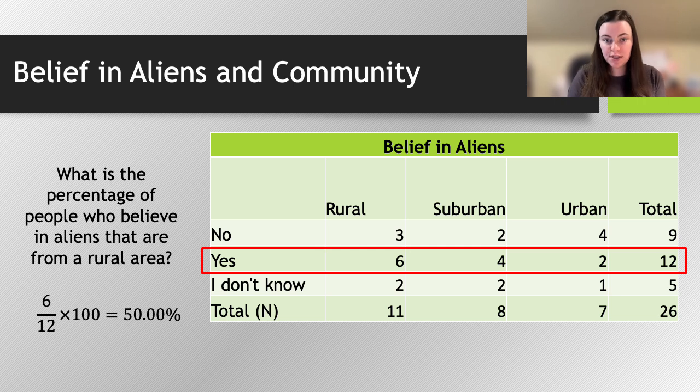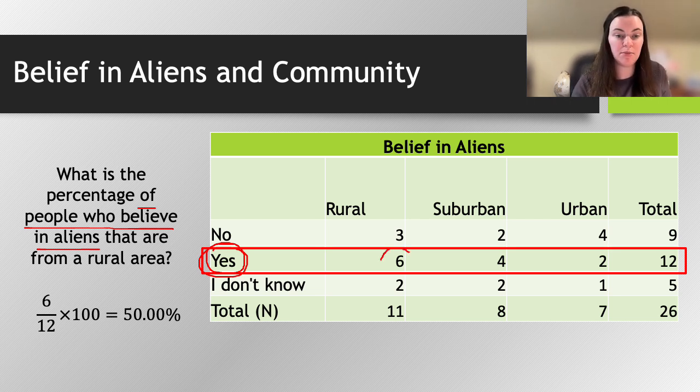We can also use this to answer other types of questions. Let's say we were interested in calculating the percentage of people who believe in aliens that are from a rural area. So this is asking a slightly different question. In this case, of the people who believe in aliens. So we want to go to our yes category here because we're only interested in folks that said, yes, I do believe in aliens. Of those people, how many of them grew up in a rural area?